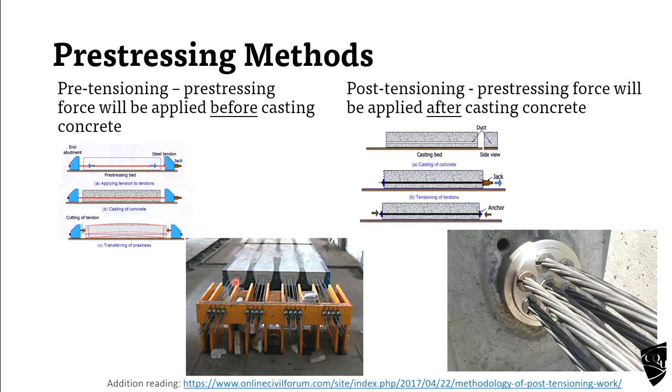So this is called pre-tensioning, because we apply tension force to the steel. We stretch the steel before putting concrete. Before casting concrete, the steel is stretched, so that is called pre-tensioning.